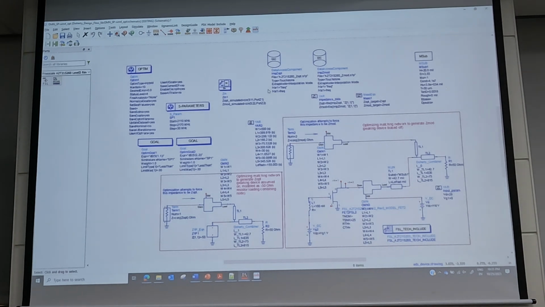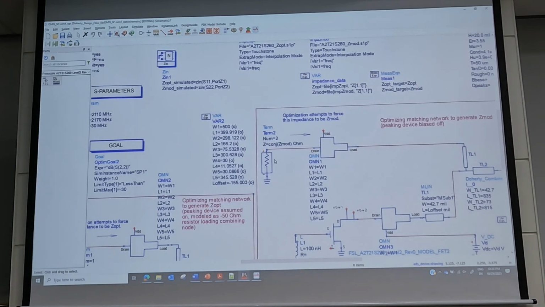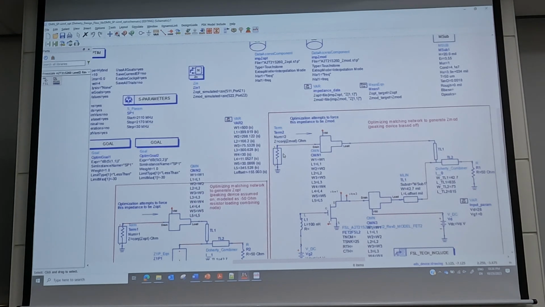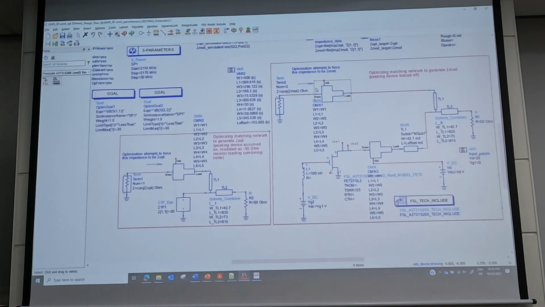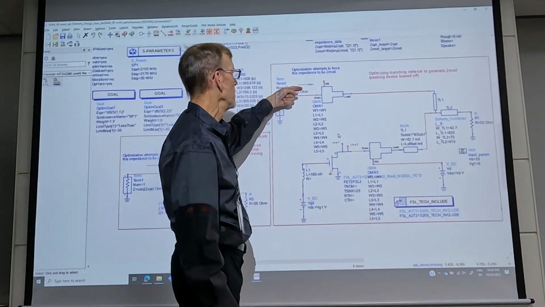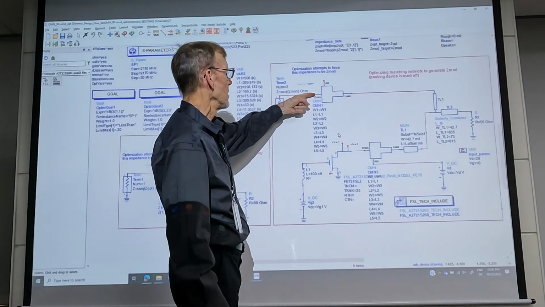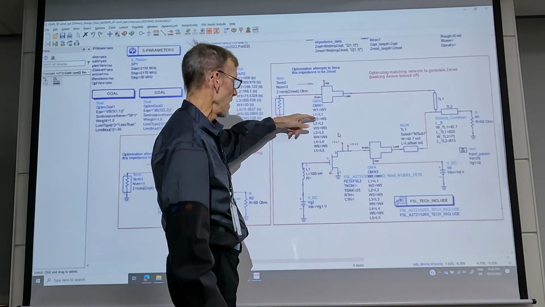And the way they do this is they set Z mod and simulate. Z opt is read in from the Z opt file, and Z mod is read in from the Z mod data access component. Those values are used to set the term impedance. So if the optimization works successfully, then the load seen looking to the right is the conjugate of Z mod. Ideally, if you can drive the reflection coefficient to 0, then you're able to generate the Z mod impedance.